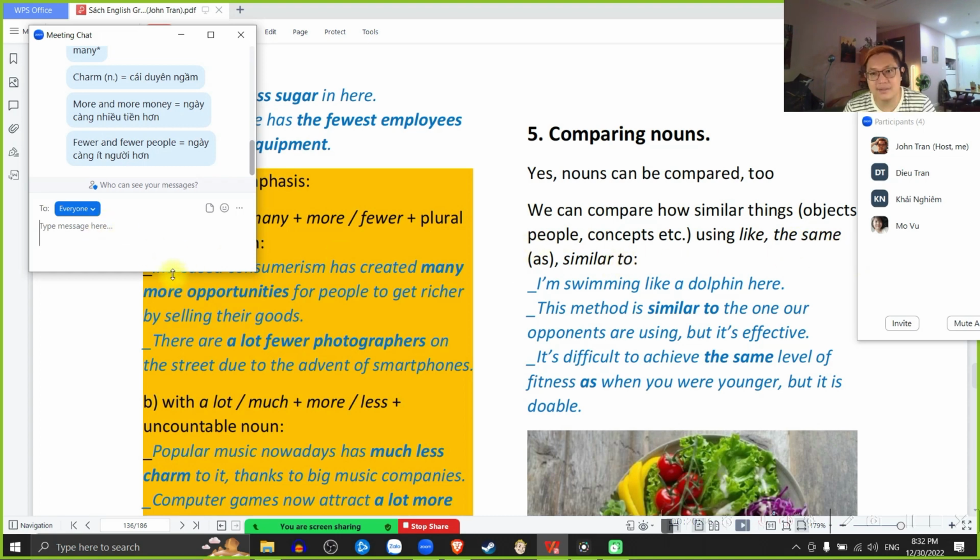I'm swimming like a dolphin here. Tôi đang bơi như là một con cá heo ở đây. Thì so sánh với con cá heo và cách tôi bơi. You are comparing how you swim with a dolphin.